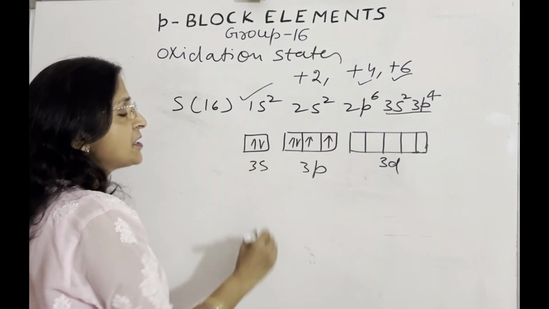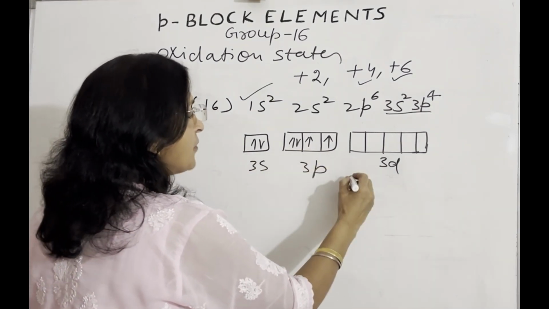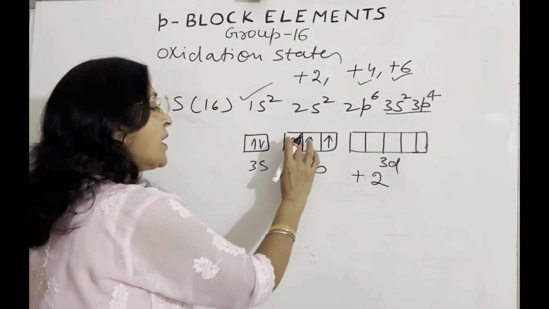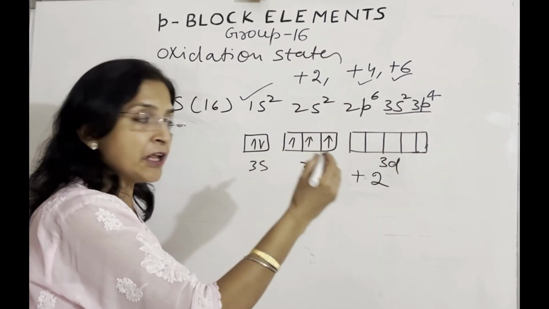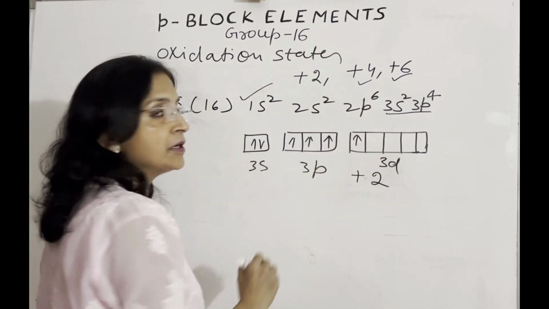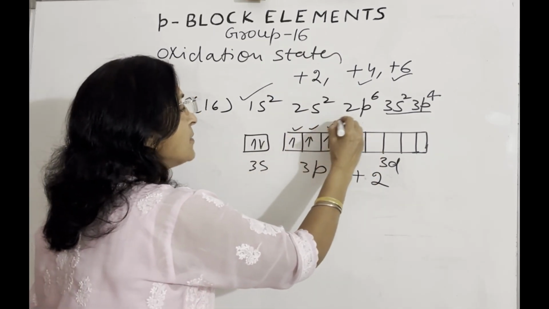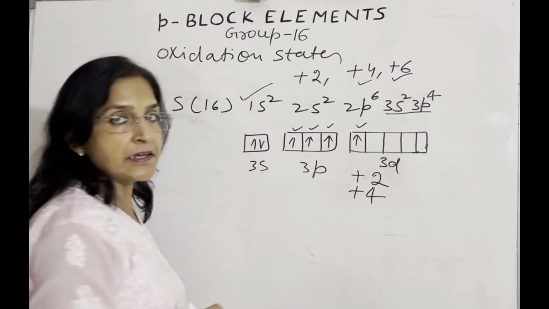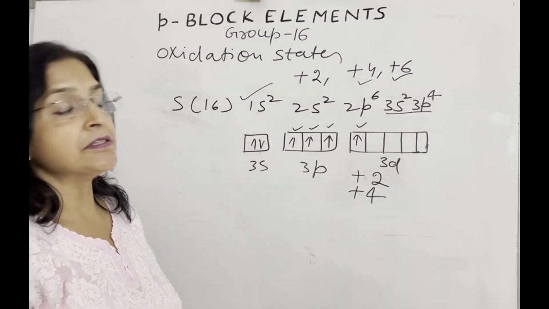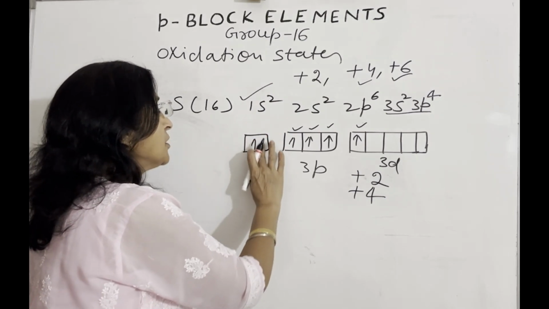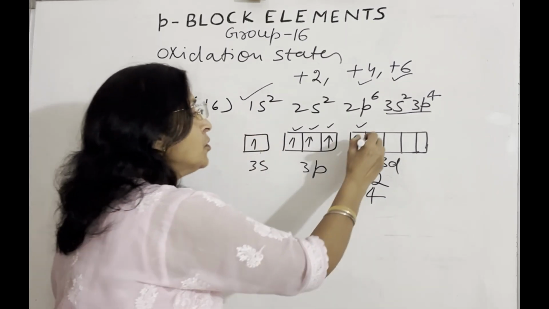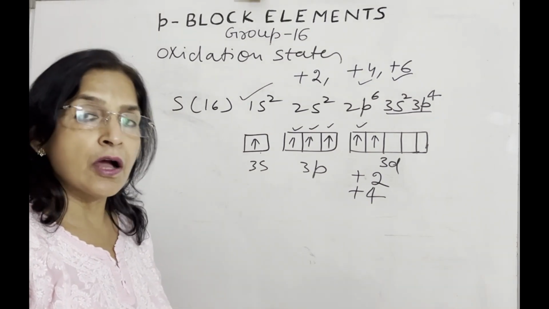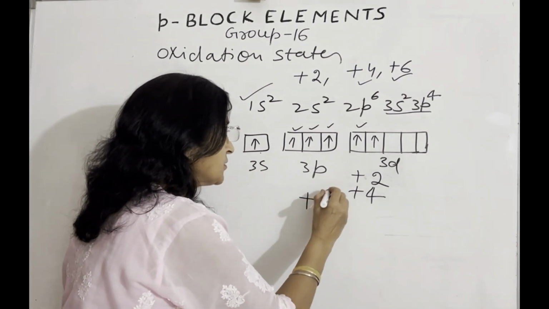In this ground state electronic configuration, sulfur will show +2 oxidation state. In the excited state, one electron shifts from 3p orbital to 3d orbital. Now there are 4 unpaired electrons. Now sulfur can show +4 oxidation state. Now in the second excited state, an electron moves from 3s orbital to 3d orbital. Now there are 6 unpaired electrons. Now the element can show +6 oxidation state.